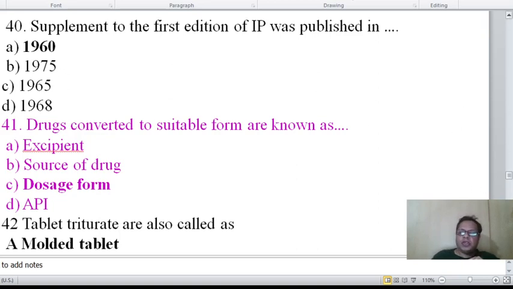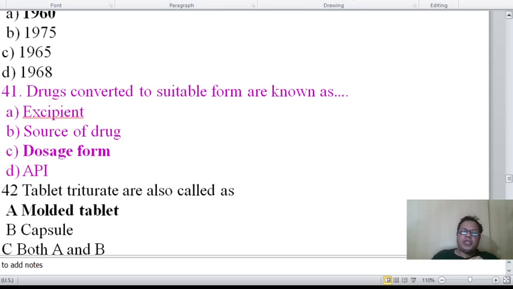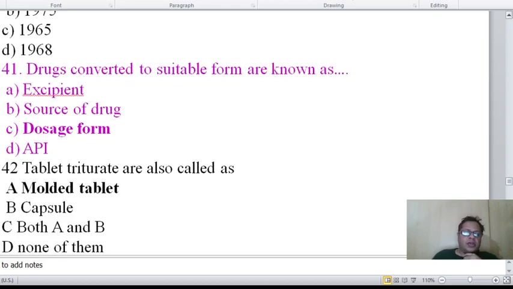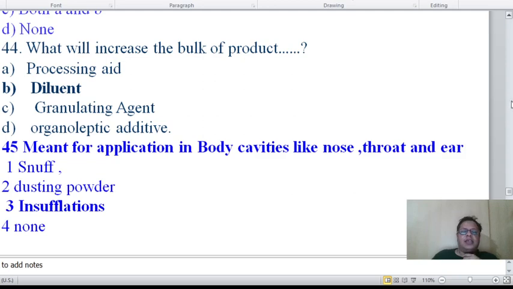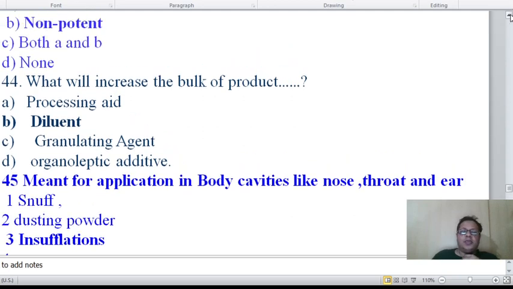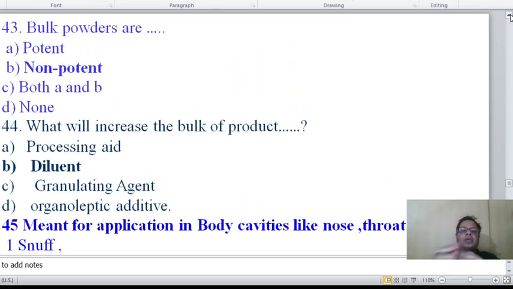Now question number 42, that tablet triturates are also called a molded tablet. So for question number 42, answer number A is the appropriate answer. Now let's see what question number 43 has. So in question number 43, it is being asked that bulk powders are potent. They are potent? It's wrong. They are non-potent, and that is why for question number 43, answer number B is the proper choice.